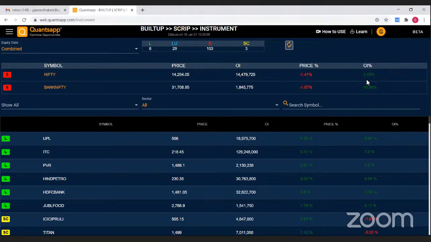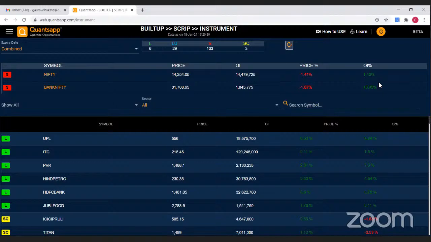Prices have fallen, OI has increased. This is giving me a short build-up here, where the market participants were confident that prices are falling down, and even in that fall, they increased their positions, increased open interest. So this is giving a clear significance, that they are confident about the price fall.